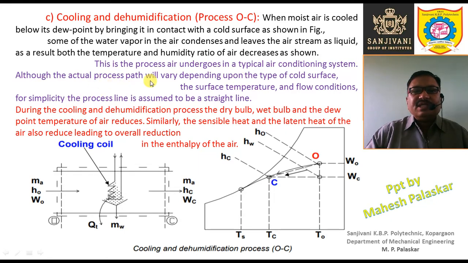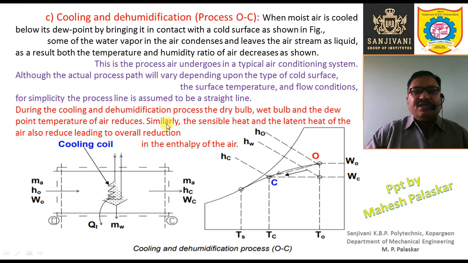Although the actual process path will vary, depending upon the type of the cold surface, the surface temperature, and flow conditions, for simplicity the process line is assumed to be a straight line. The exact curve or the steps along which this process may take place depend upon the temperature of this cooling surface and some other factors.